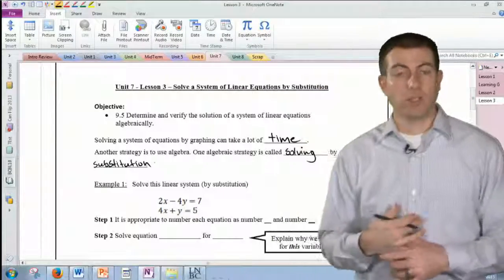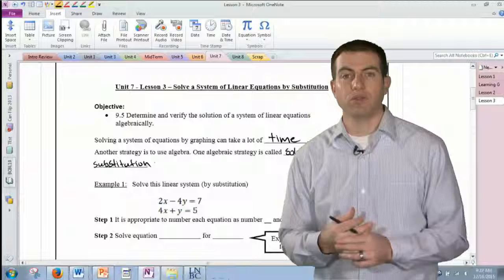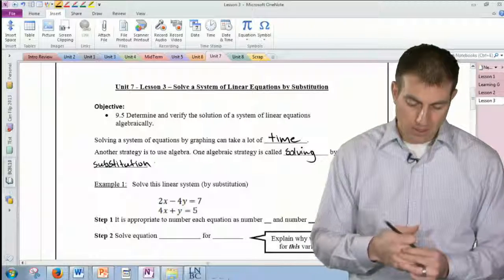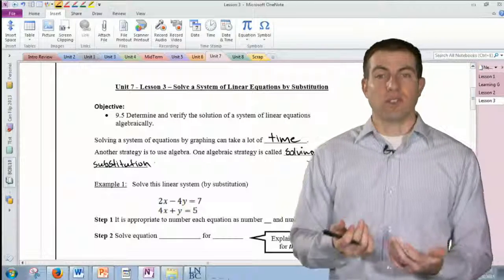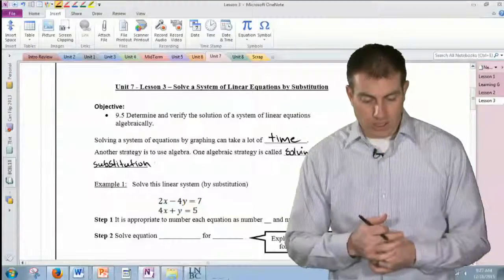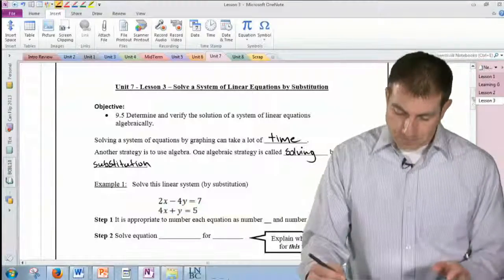So you can see that the questions look absolutely identical to everything we've been doing so far. But in this case, it says solve by substitution. So we need to solve by substitution.